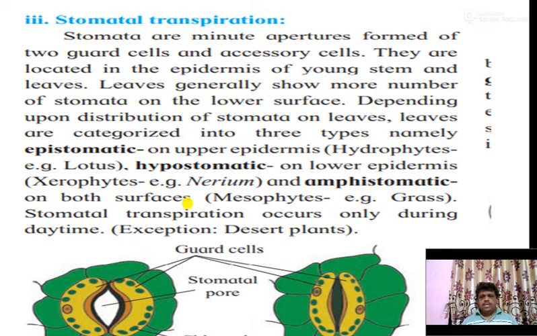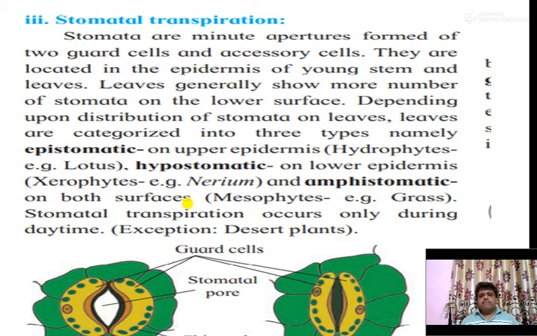This type of thing is mainly found in so many grasses. Hypostomatic condition is mainly found in xerophytes like Nerium, and the epistomatic type of leaves are mainly found in the lotus. Okay, so lotus leaves show this type of epistomatic stomata. In lotus leaves, stomata are only located on the upper surface, and in Nerium stomata are located mainly on the lower surface. While in grasses, stomata are present on the upper as well as on the lower surface.